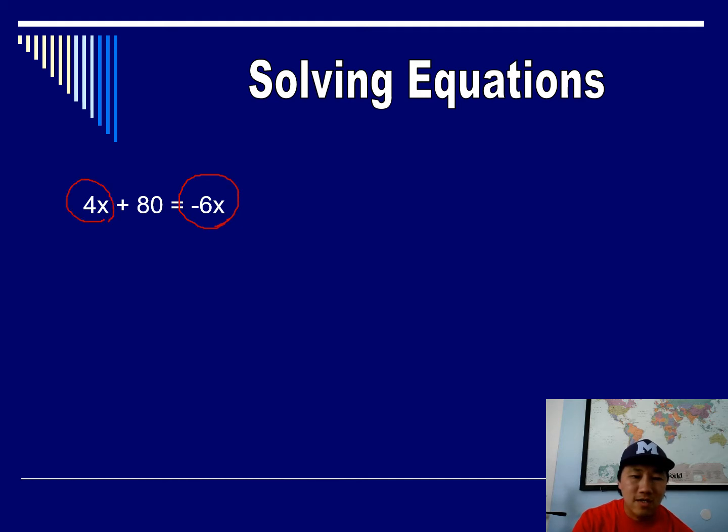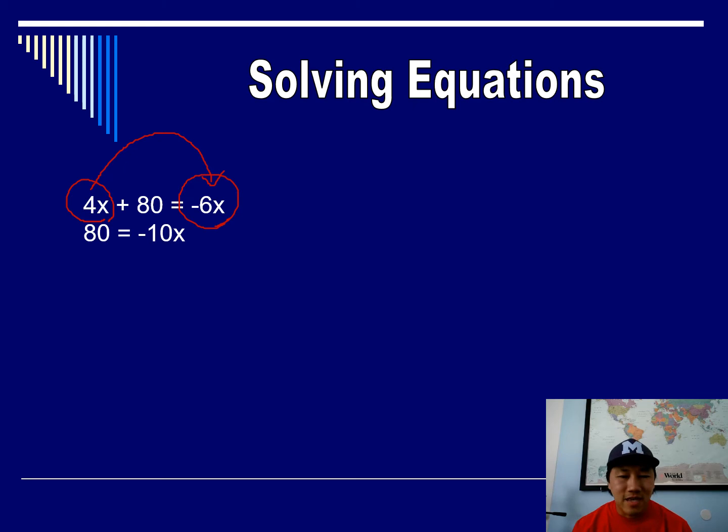get these two guys together. And it's your choice. You can either bring the x's to the left-hand side or bring the x's to the right-hand side. It doesn't matter to me as long as they're all on the same side. I'm just going to go ahead and bring this 4x over by subtracting 4x to the other side.